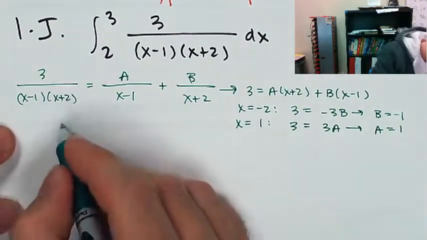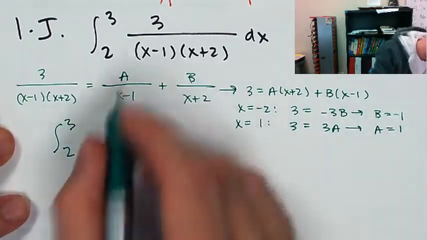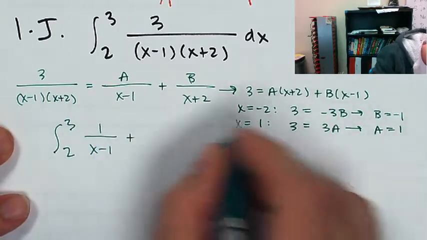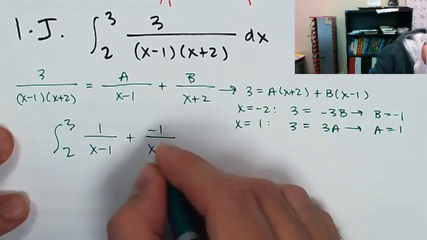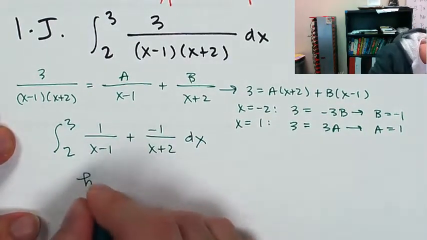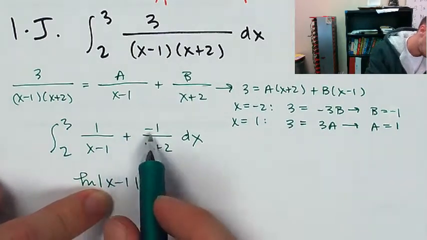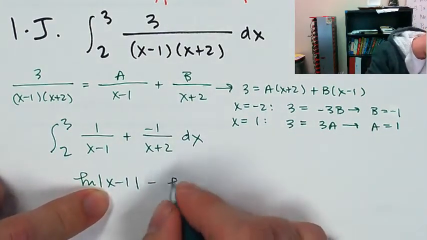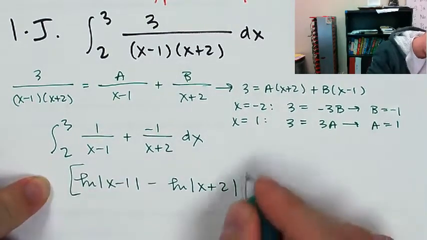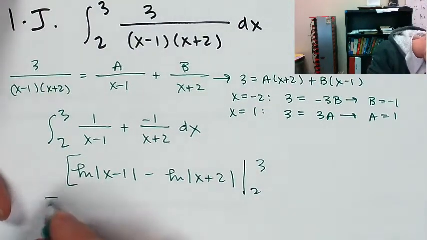Okay, so now I'm integrating from 2 up to 3 on a over x minus 1 plus b over x plus 2. Okay, anti-differentiate, so the log of the absolute value of x minus 1 minus, I'll just put in the minus there, log of the absolute value of x plus 2, as x runs from 2 to 3.